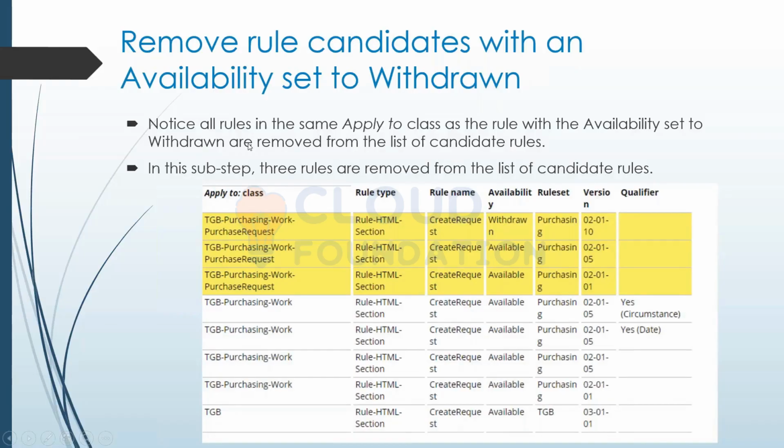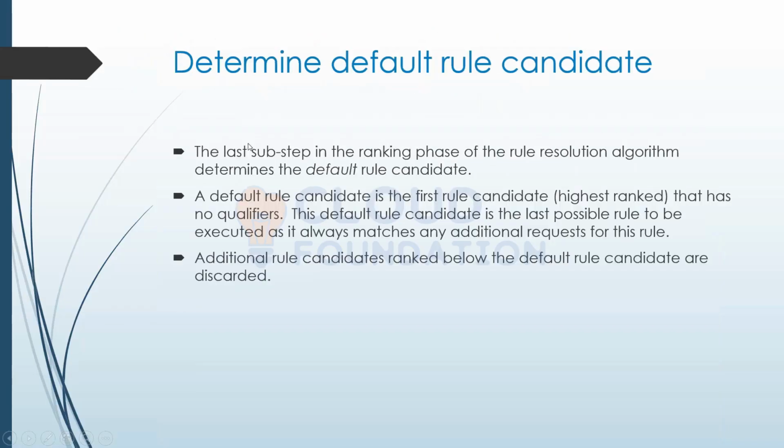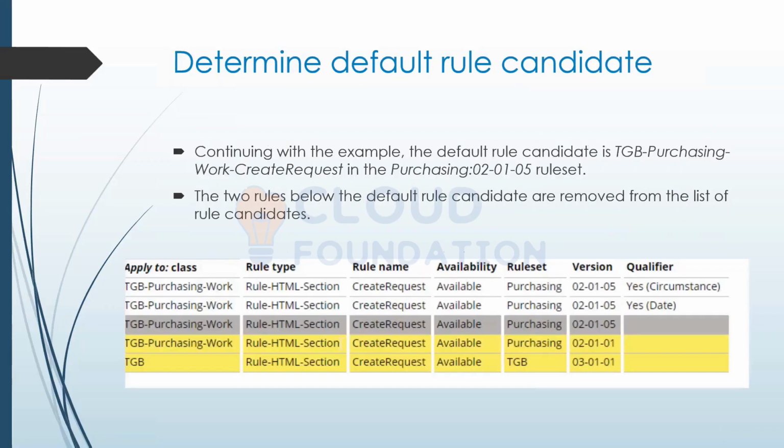Fine. Then comes the last step, which is determining the default rule candidate. What is a default rule candidate? In the given sorted order, the system checks: is there any rule candidate without any qualifier, no circumstances, nothing?